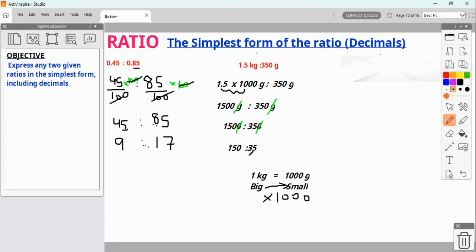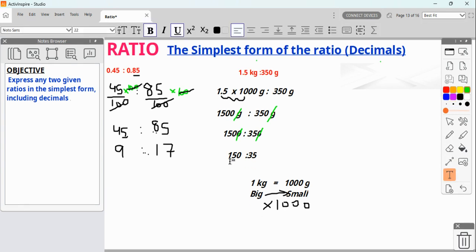150 ends up at 0 and 35 ends up at 5. We know, according to the rules of divisibility, both are divisible by 5. So when we cancel by 5, we will get the answer. 5 times 3 is 15, 5 times 0 comes down, and 5 times 7 is 35. We got the answer 30 ratio 7.